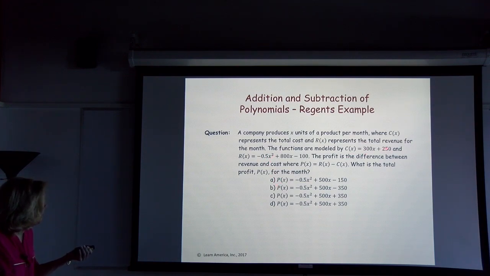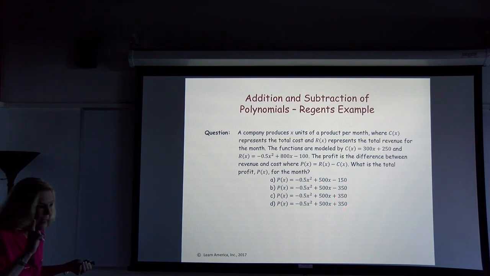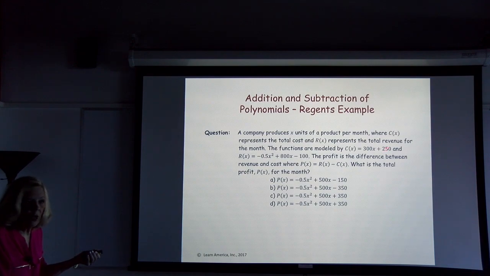So I have no x squared terms here, so I'm going to keep negative 0.5x squared. Well, that checks out for all of them, can't eliminate anything. And here's where the catch comes in. I now have to subtract this term. So I have 800x minus 300x is 500x. Well, that works over here, but they're trying to make sure that you're paying attention, because you have to subtract the 250. And if I have negative 100 minus 250, what does that become? Negative 350, right?